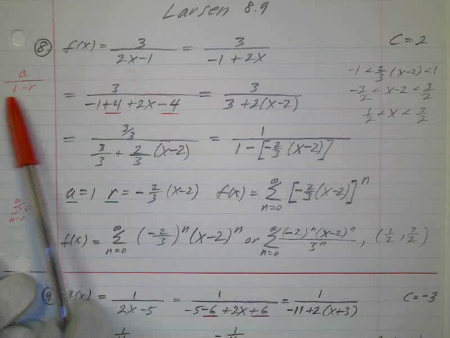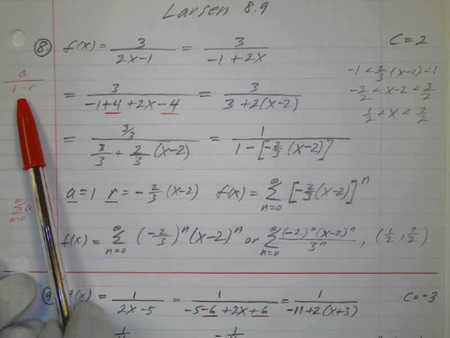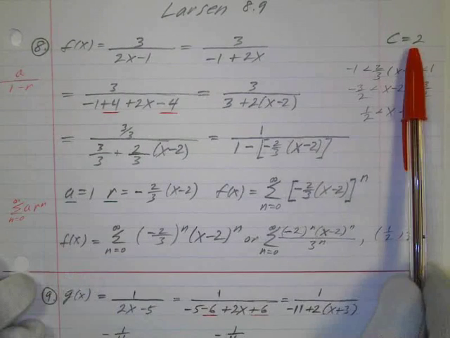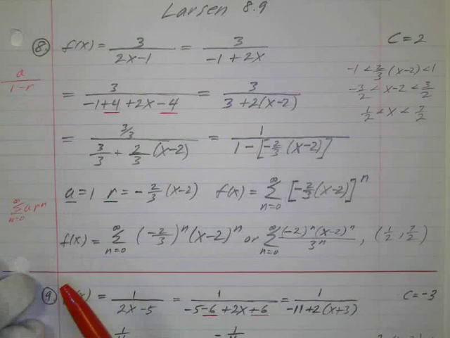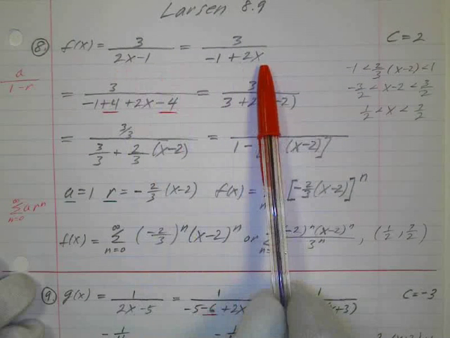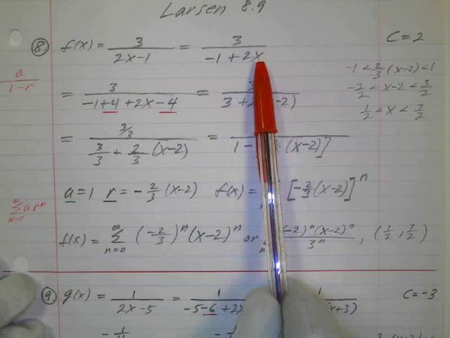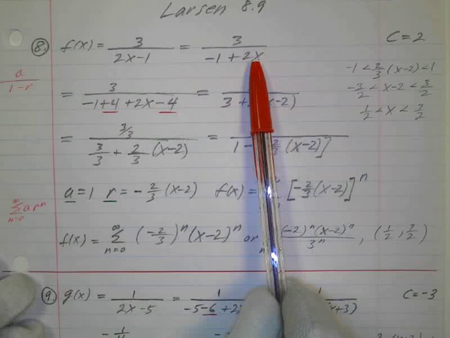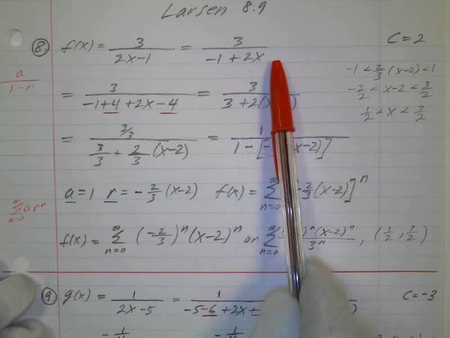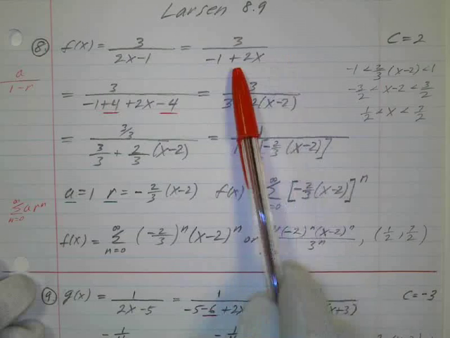Remember, this is our form we're working for, a over 1 minus r, and this is going to be an x minus 2 because my center is c, so I want to add x minus 2 over here. So I just reverse these, that's no problem. And then I want to get an x minus 2, so I've got a 2 here. If I'm going to factor this out, I need to have a 4, because when I take a 2 out of a 4, I'll have a 2.